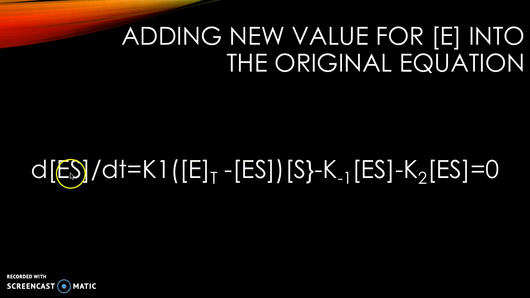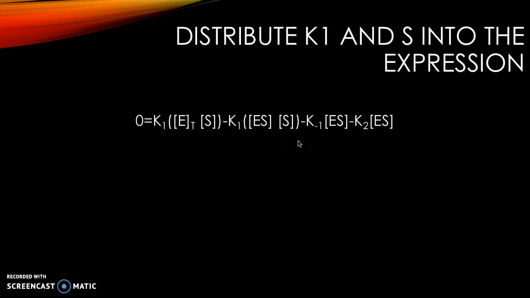That looks a little bit something like this. So you have the instantaneous rate of change of ES divided by time equals K1 times the total enzyme concentration minus the ES complex concentration, times the substrate concentration, minus K-1 times the ES complex concentration, minus K2 times the ES complex concentration. And we're still all equal to 0 here. For the next part, we're going to want to FOIL out this K1 into this expression. So we're going to FOIL in K1 and we're going to FOIL in S. And that equation will look a little bit something like this. We already took out the instantaneous rate of change expression because it's equal to 0 also.